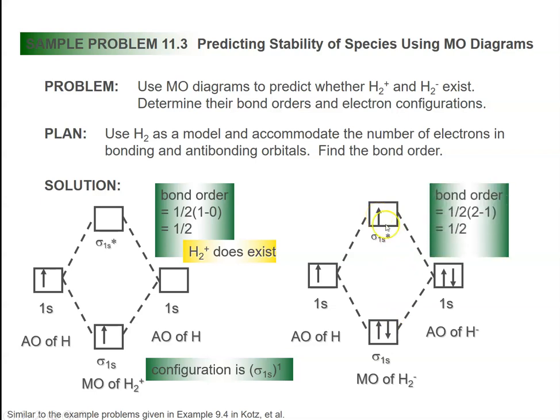The bond order then is 1/2 times 2, because we have 2 electrons in the bonding orbital, minus 1, because we have 1 electron in the antibonding orbital, so it's 1/2. So H2 minus does exist. Again, not very strong, but it's not 0. The electron configuration for the H2 minus species then is sigma 1s2, sigma star 1s1.